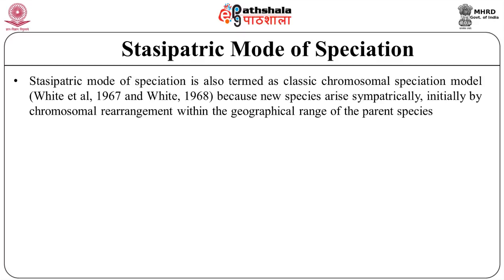Now let's understand the stasipatric mode of speciation. The stasipatric mode of speciation is also termed the classic chromosomal speciation model, as given by White et al. in 1967 and White in 1968, because new species arise sympatrically, initially by chromosomal rearrangement within the geographical range of the parent species, and the new population disperses and proliferates within the range of the parent species, spreading by parapatric distribution. This mode of speciation is characterized by 2 principal features.